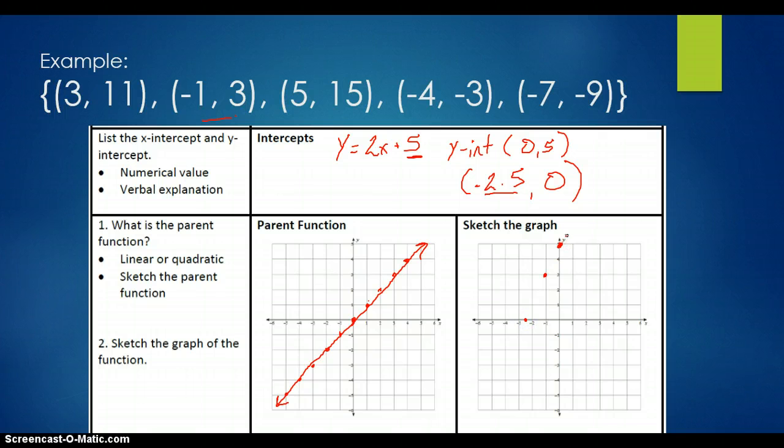So what I need to do is just make that a straight line. I've got the parent function and the graph of the function we were given, and we do know that it is linear. One of the things you see on the STAAR test is they give you a set of points and ask you what the parent function is. And so you want to make sure that you pick y equals x if it's a straight line.